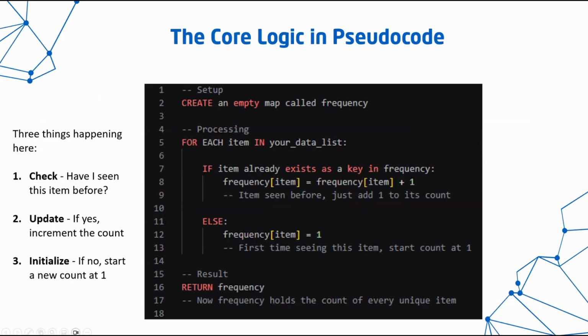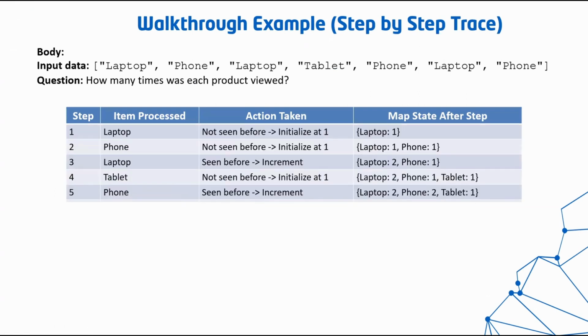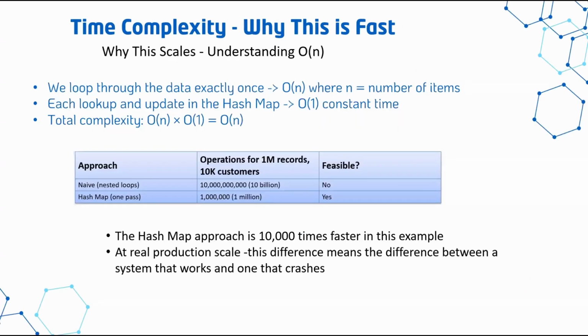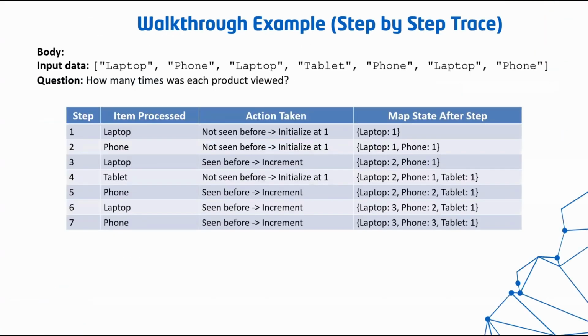Fifth one, again phone. Yeah, we saw it. Again laptop. So now the view count updates saying 3, 2, and 1. Again phone: 3, 3, 1. So now think of a scenario where you are not keeping this kind of a running total. How are we going to solve this problem?